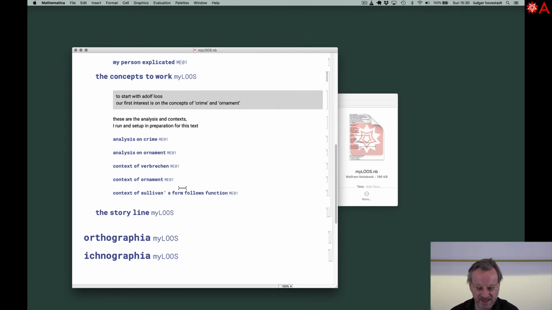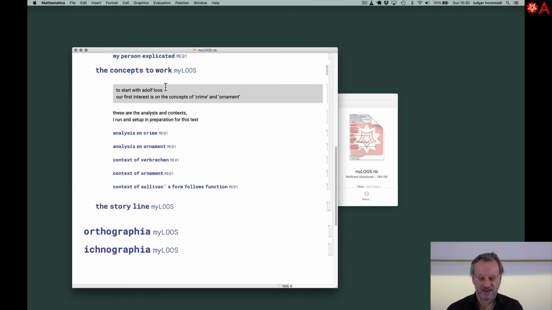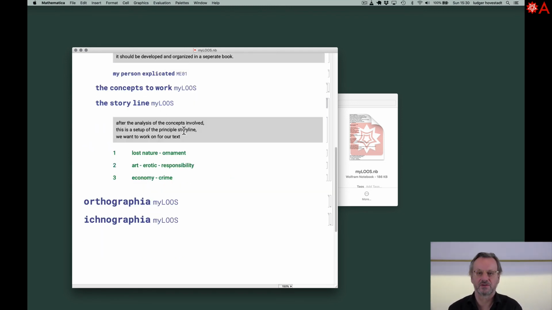So having that in mind, being clear with the concepts I want to work with, and this can be expanded, it will be expanded over time. Then you have to get an idea of how you want to talk with Los. So this is a principal storyline. And I would say after this analysis, this is my interest, I would first talk with Los about the lost nature and the role of ornament there. Then there will be a turning point, so this is a kind of discussion of the status quo. This is the turning point. We want to talk about art, erotic, and responsibility. Yeah, this is the projective thing.